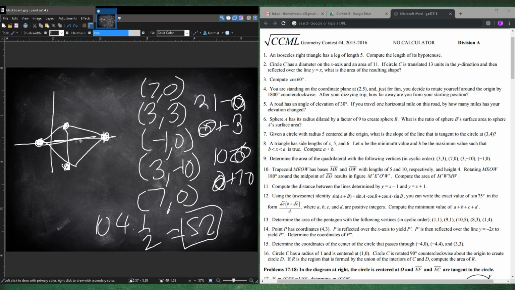So the distance between this is negative 1 and this is 7, so that's 8. And the height is from 3 to negative 10, so that's 13. So then 8 times 13, which is the area of the rectangle, divided by 2 gives the area of the quadrilateral, which is just 52. So that's another way to do it.